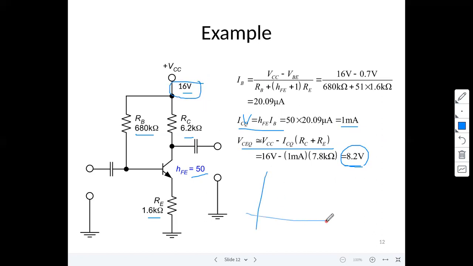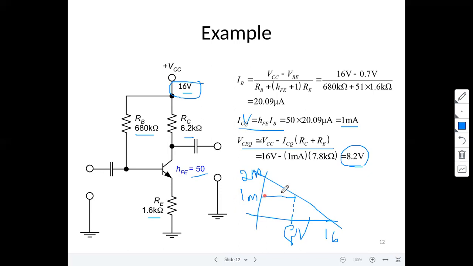This is about the VCE. Here it is 16 volts. When we plot the DC load line, then VCEQ is equal to 8 volts, and the corresponding ICQ is equal to 1 milliampere. Then IC maximum is around 2 milliamperes.